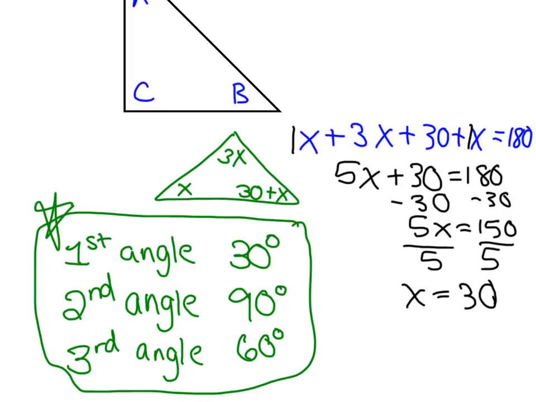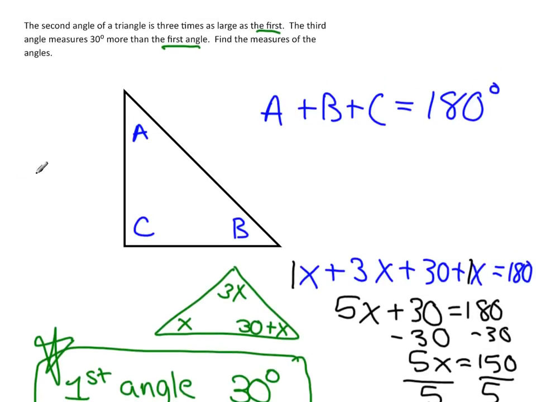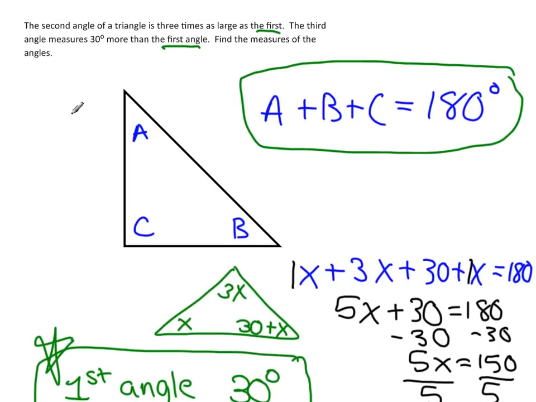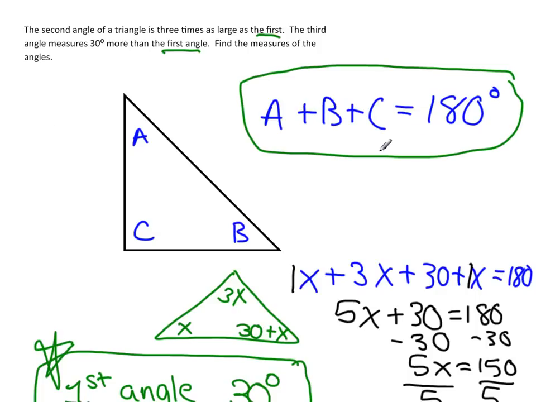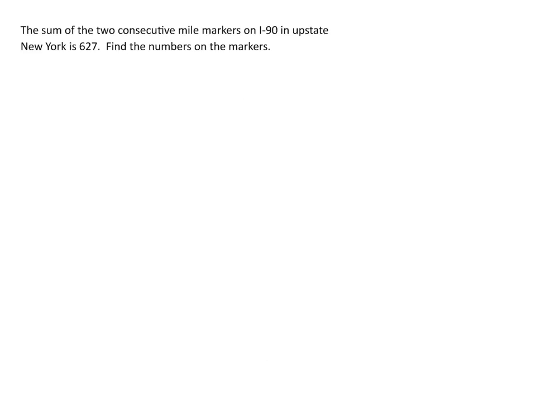Alright, so the thing that this problem assumed we knew was this nice formula. So these problems tend to require us to either draw a picture of some sort, like our sub, or maybe know a formula. Let's go ahead and see this next one. It says the sum of two consecutive mile markers on I-90 in upstate New York is 627. Find the numbers on the markers.